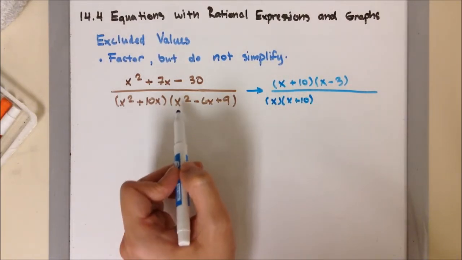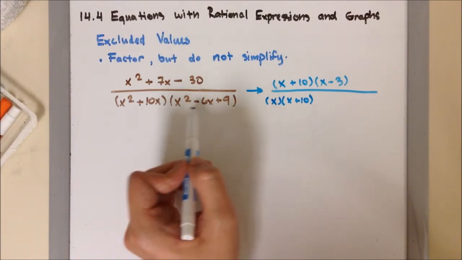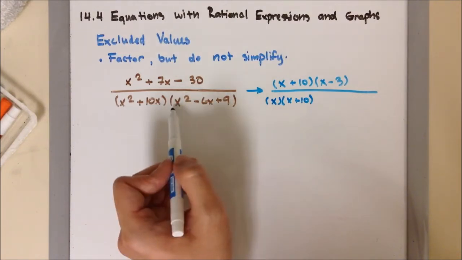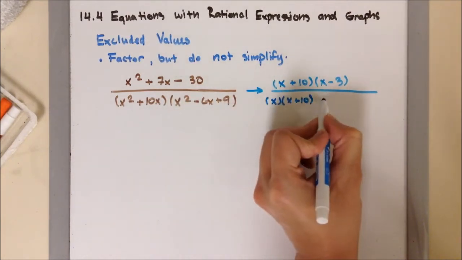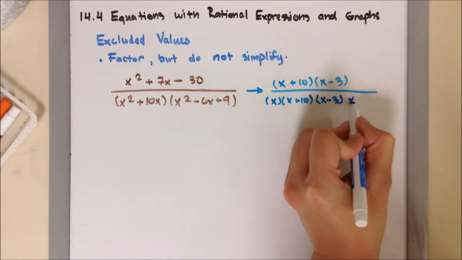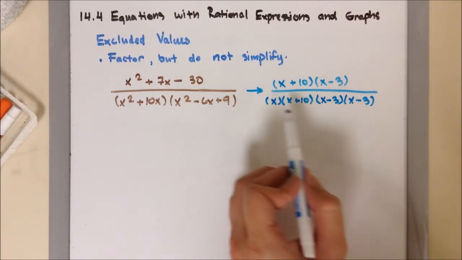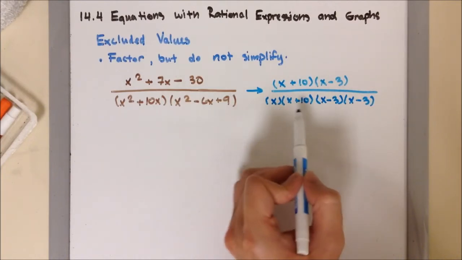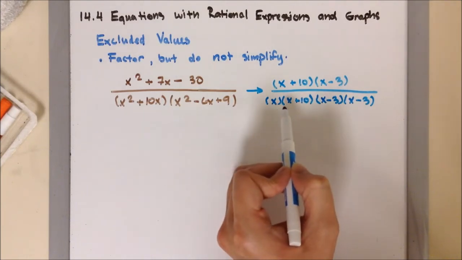Now over here, we have x squared minus 6x plus 9. This is a perfect square. So when you factor out this perfect square, I'm going to have x minus 3 times x minus 3. So in this example, in our denominator, we have 4 factors. 1, 2, 3, 4. That's the total amount of factors we have.